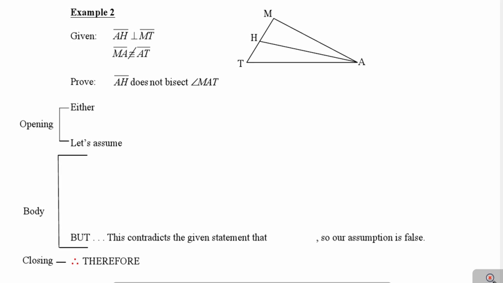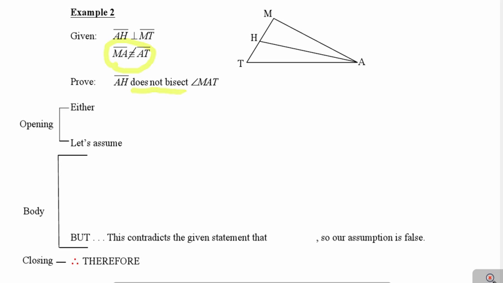Okay, so here's another example of an indirect proof. And like I said before, some things that indicate to me immediately that this is an indirect proof is that I'm trying to prove that AH does not bisect angle MAT, and in the givens I also have that two segments are not congruent. So that's how you would know right away. So let's use our template to fill in the blank.